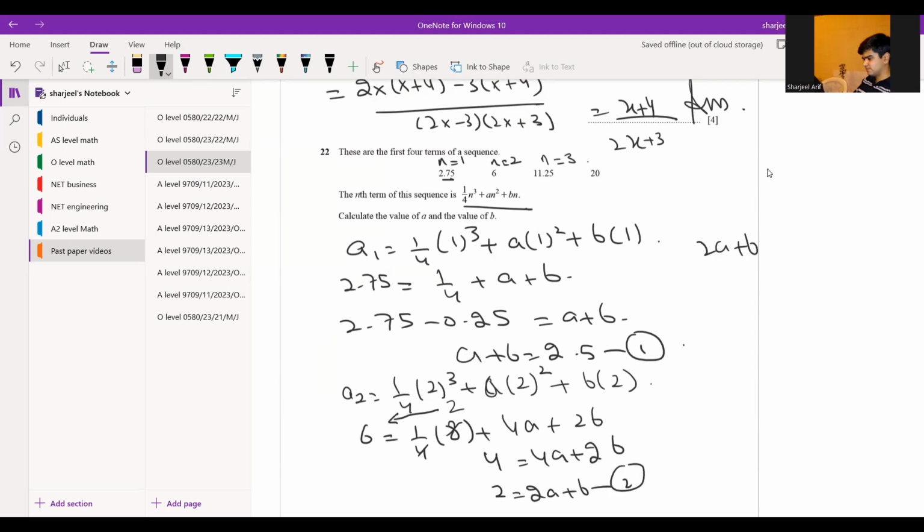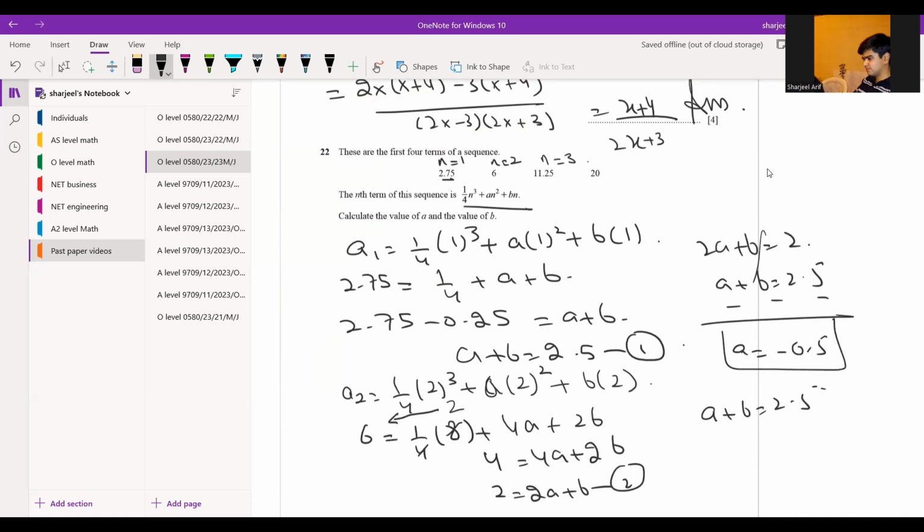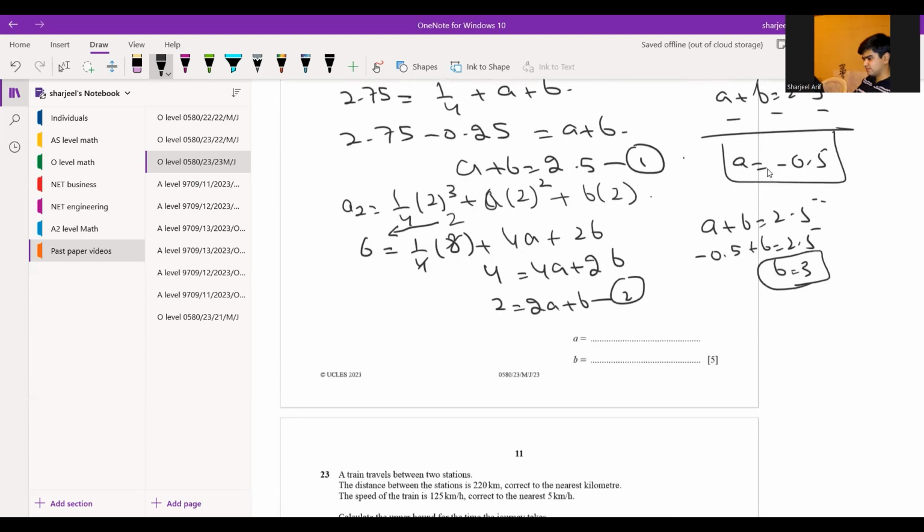Now solve them simultaneously. Cancel these two to get a equal to minus 0.5. This is your first answer. And a plus b is 2.5. If a is minus 0.5, this means b will be equal to 3. So these are the two answers, minus 0.5 and 3.